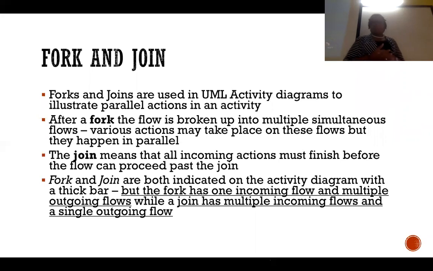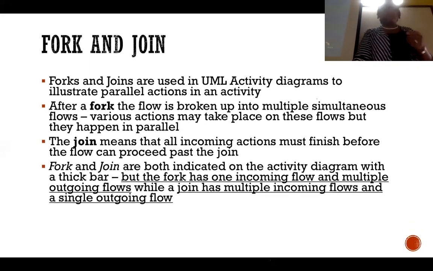Fork and join are both indicated on the activity diagram with a thick bar, but the fork has one incoming flow and multiple outgoing flows, while the join has multiple incoming flows and a single outgoing flow, similar to the decision and merge.